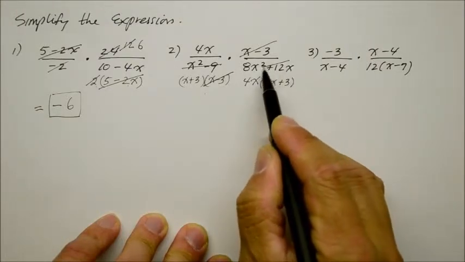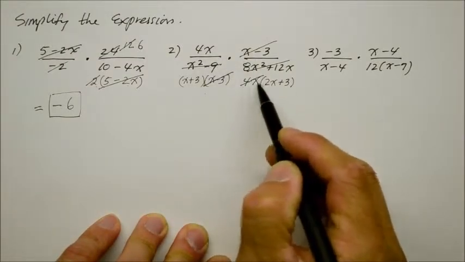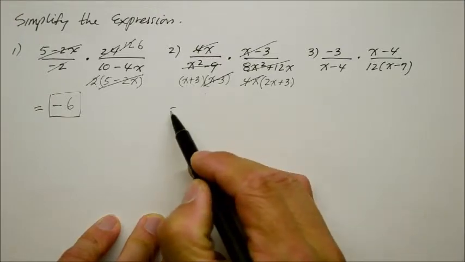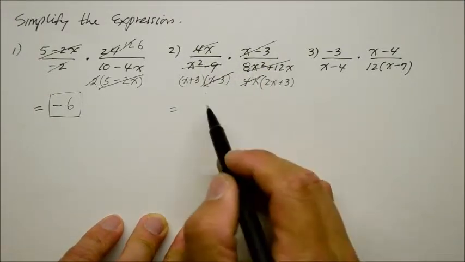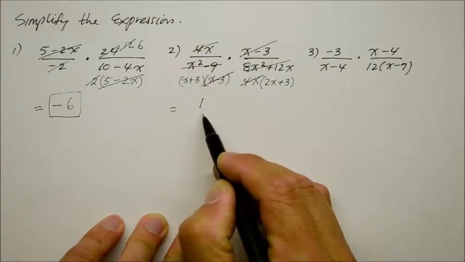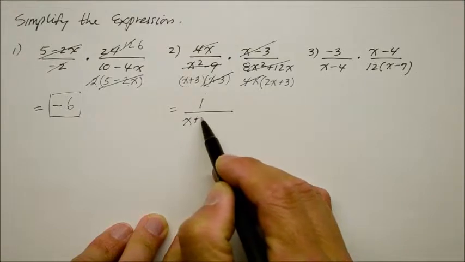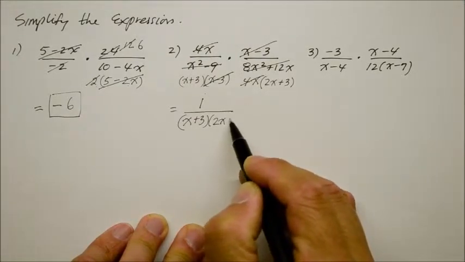But look at the 4x. And look at that 4x. Since those coefficients are exactly the same, they cancel out as well. So what remains then? Upstairs everything's gone except for the identity, the invisible factor 1. And on the bottom, we had the binomial x plus 3 remaining, and the 2x plus 3 on the bottom.